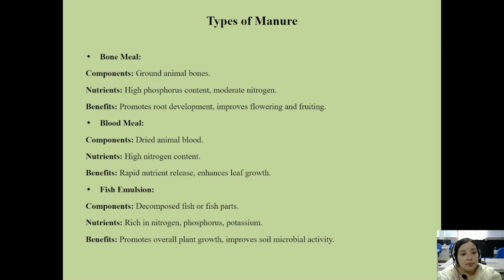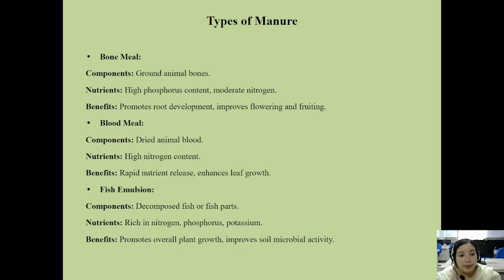Blood meal is there. Components are dried animal blood. Nutrients are high nitrogen content. Benefits are rapid nutrient release and enhanced leaf growth. And fish emulsion is there. Components are decomposed fish or fish parts. Nutrients are rich in nitrogen, phosphorus, and potassium, and benefits are it promotes overall plant growth and improves soil microbial activity. These are the benefits of the types of manure.